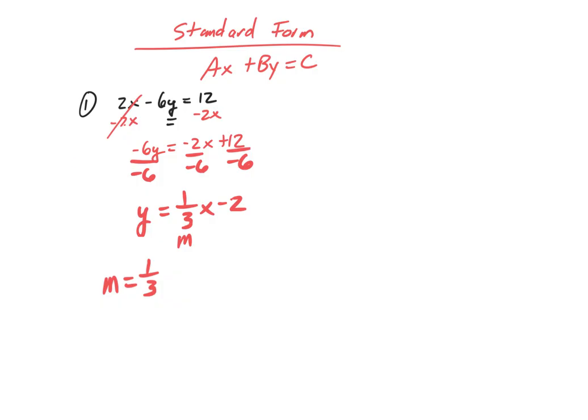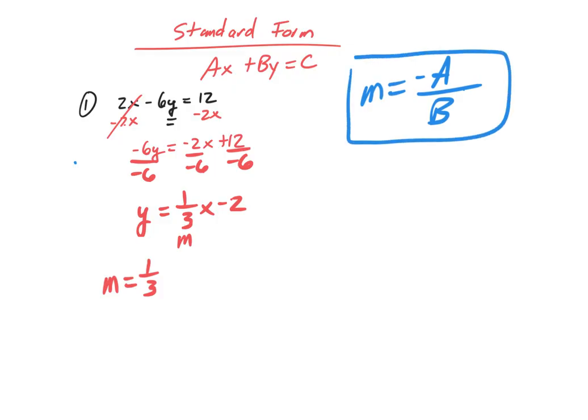Okay, so here's the trick. And then I'll give you another one, and I'll show you how this can be really helpful. Whenever an equation is in standard form, you can remember this little shortcut. It'll always be the opposite of A over B. So if I go back to the original equation we started with, the opposite of 2 would be negative 2 over the B value, which is negative 6, so negative 2 over negative 6, which is really just 1/3.